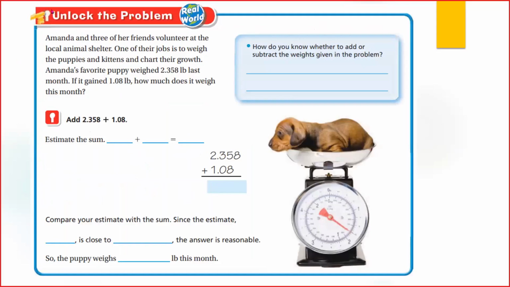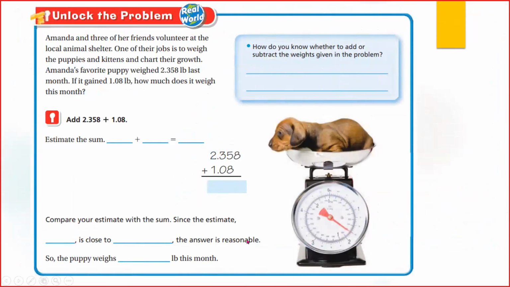Now, open your book, page 37, Unlock the Problem. Amanda and 3 of her friends volunteer at the local animal shelter. One of their jobs is to weigh the puppies and kittens and chart their growth. Amanda's favorite puppy's weight is 2 and 358 thousandths pounds. It gained 1.8 pounds, 1 and 8 tenths. How much does it weigh this month? So she weighed it last month. Its weight was 2 and 358 thousandths.